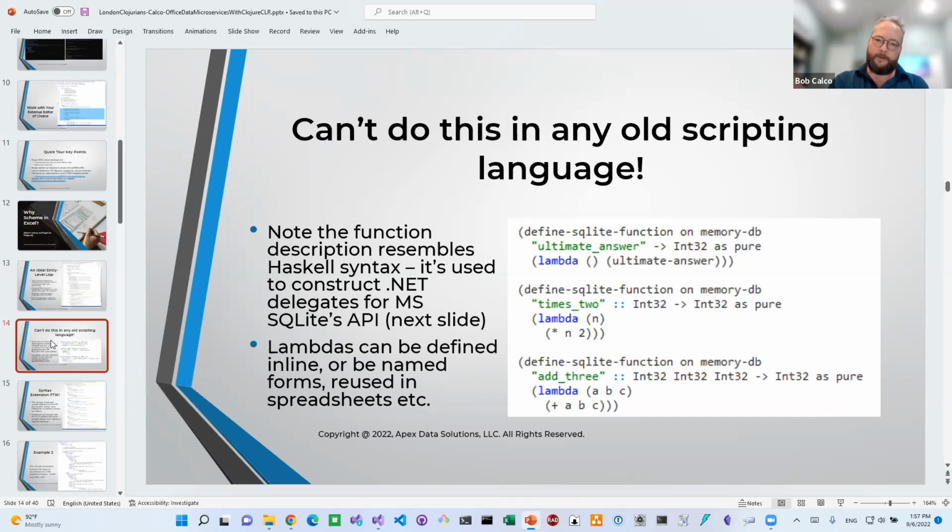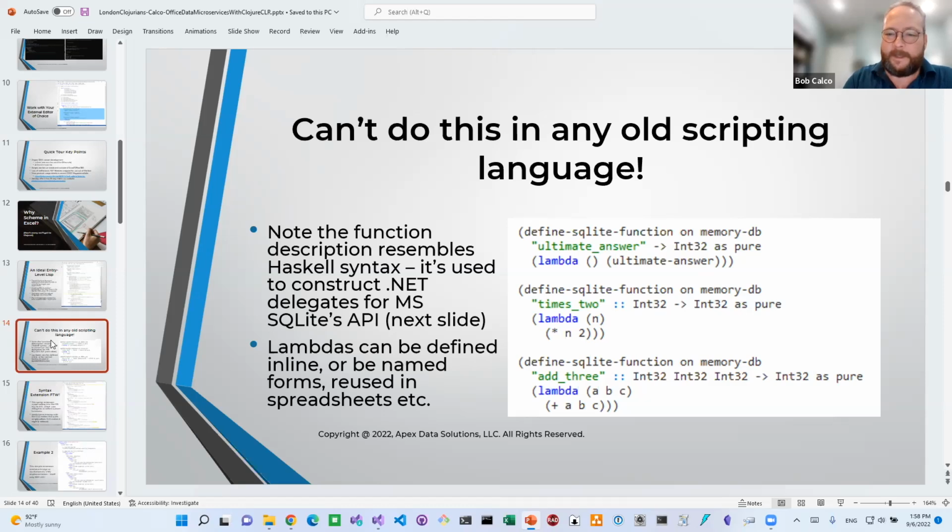As you can see, it goes define SQLite function. There's implicitly an 8.0 database connection. In this case, it's a SQLite connection to a connection that's in memory, defined previously. The function is given a name, ultimate answer. So this is how you would refer to it when you call it from within SQL. And I'm giving you a sort of Haskell-like declaration of what goes into it. So in this case, ultimate answer doesn't take any parameters and it returns an int 32. Times 2 takes 1 int and returns 1 int. And then add 3 takes 3 ints and returns an int.